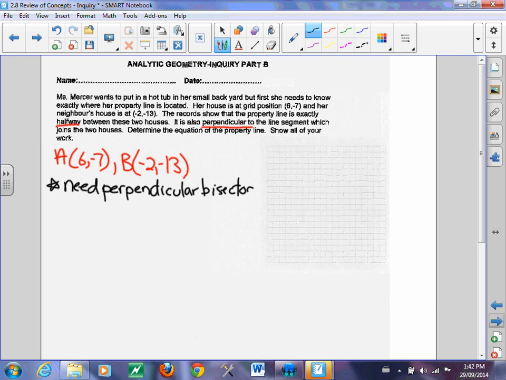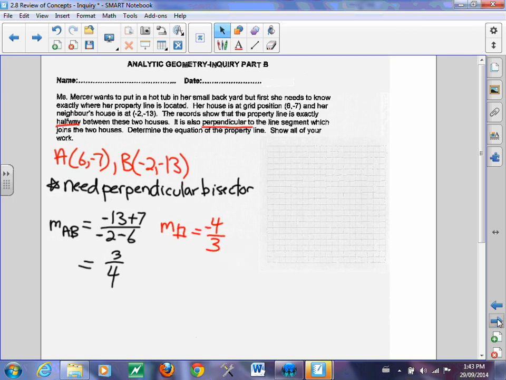So let's start off with taking a look at our slope. Slope of AB equals negative 13, subtract a negative becomes plus 7, divided by negative 2 minus 6, and that's going to equal, simplified, 3 over 4. Now we want the slope perpendicular to that, so slope perpendicular equals, flip the fraction, so it's going to be 4 over 3 and change the sign. So that's the perpendicular part.